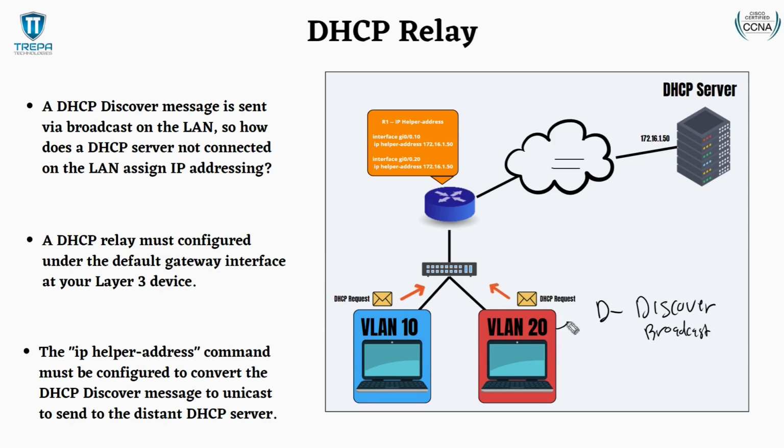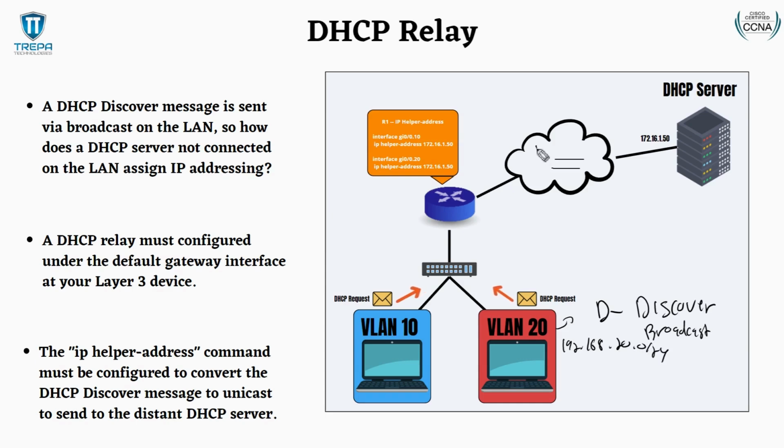So let's say for VLAN 20 here, that DHCP Discover is only going to be heard from devices that sit within the network. Or actually, that's the IP helper address. Let me back out of there. So let's say VLAN 20 is 192.168.20.0. This broadcast is only going to be heard within that subnet.